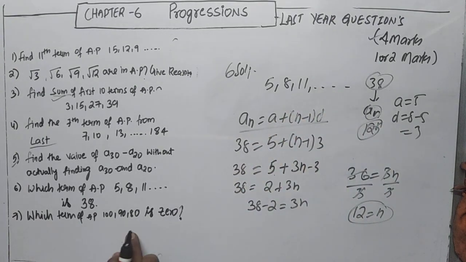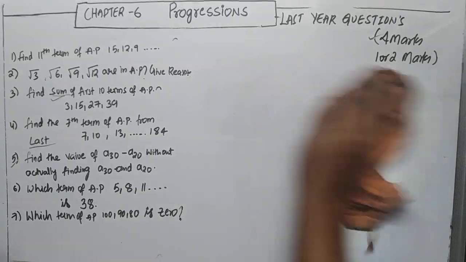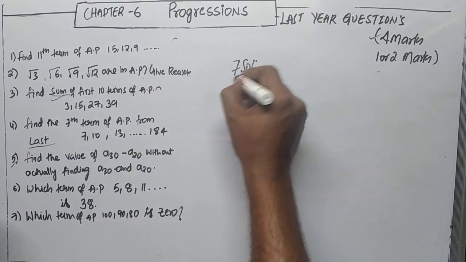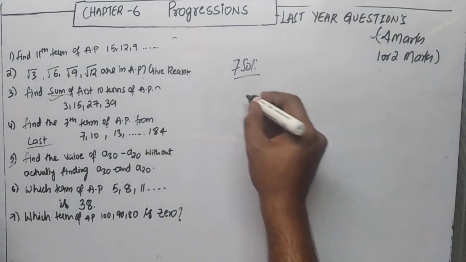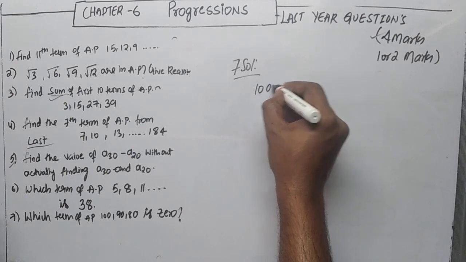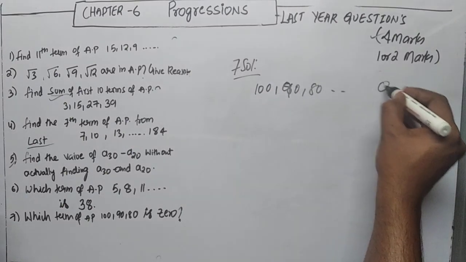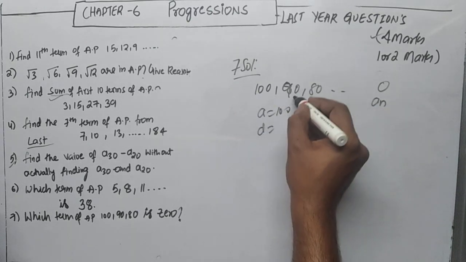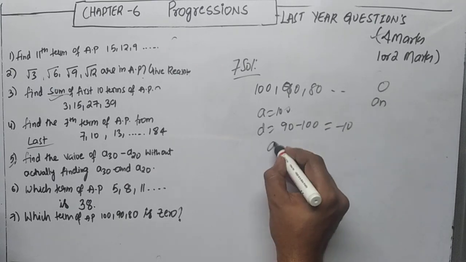Similarly, we have the same question. He is asking which term of the AP will be 0. Okay, ఇది కూడా easy question, similar to 6th one. 7th solution. So which term of the AP is 0? So I am just taking the question as 100, 90, 80, so on 0. So this is an value. Here a value is 100, d value is 90 minus 100, so minus 10. So we'll be substituting in this formula.